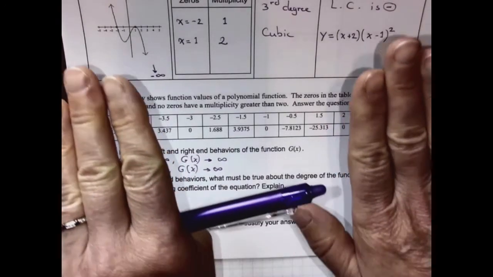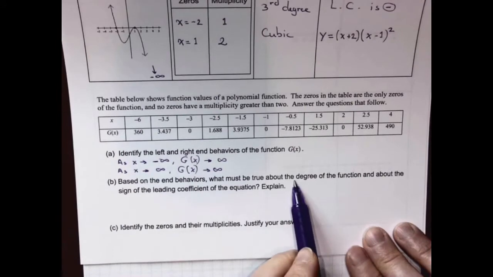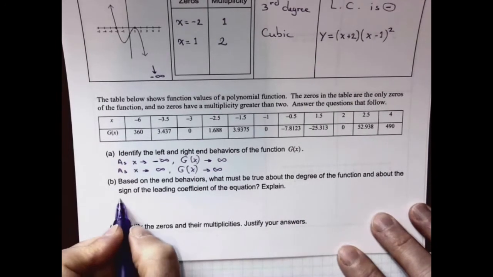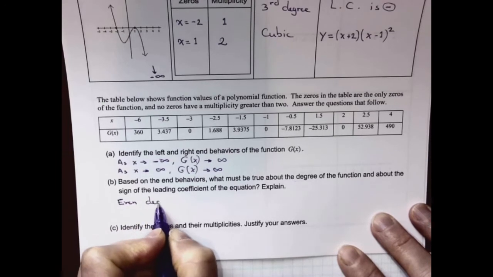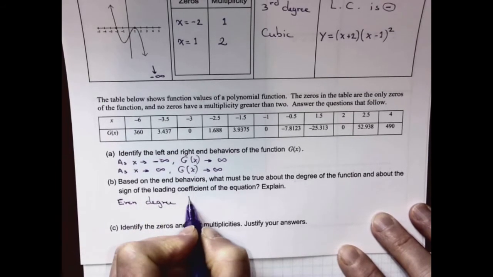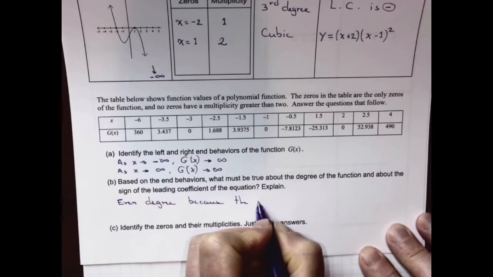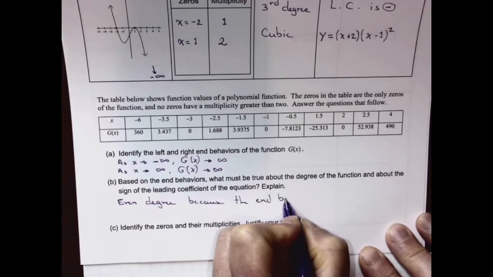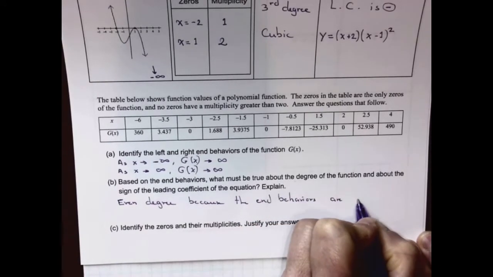Well, now we already know one thing. Both behaviors are going in the same direction, so we know we have what kind of degree? We know the degree is even, so we have an even degree because the end behaviors are alike.